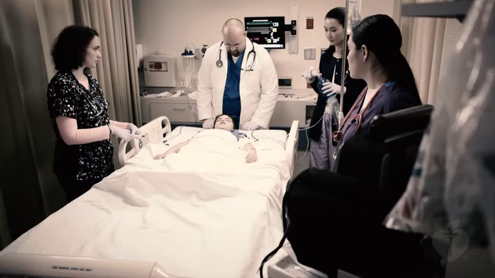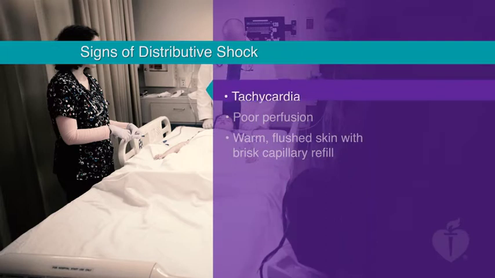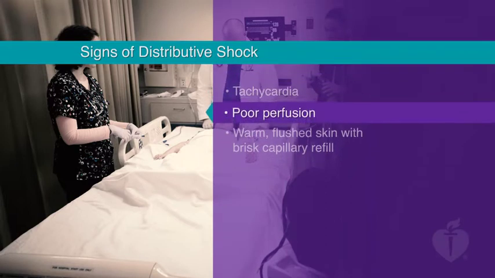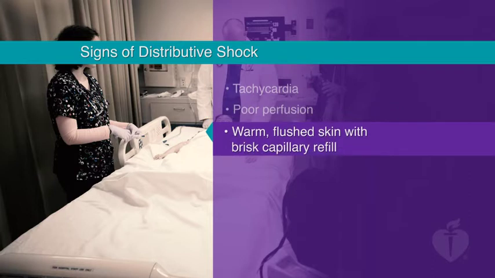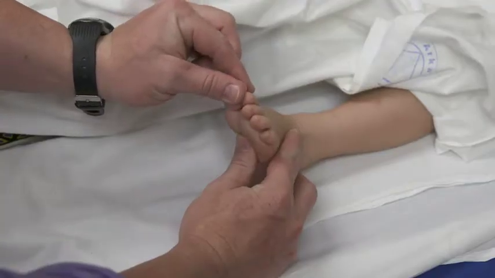Like children with hypovolemic shock, most children with distributive shock have tachycardia. Some also have a typical sign of poor perfusion, which is cool skin with delayed capillary refill. Unlike patients in hypovolemic shock, however, some patients in distributive shock may have warm, flushed skin with brisk capillary refill.